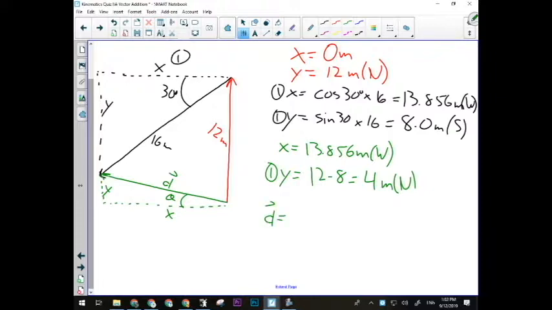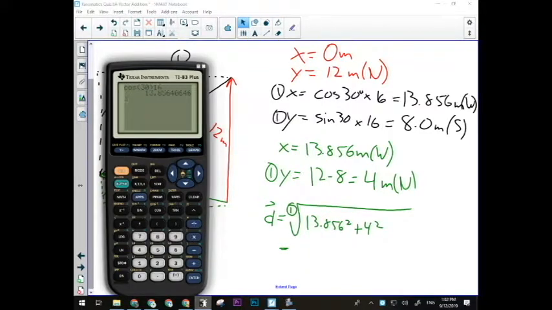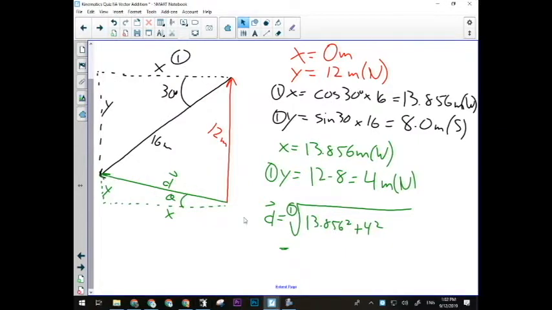Now that I have the sides of my green triangle, I need to calculate the magnitude of my displacement using Pythagorean theorem. So that'll be 13.856 squared plus 4 squared. Give them a mark for that. So we're looking at a resultant that is 14.422 meters in length.